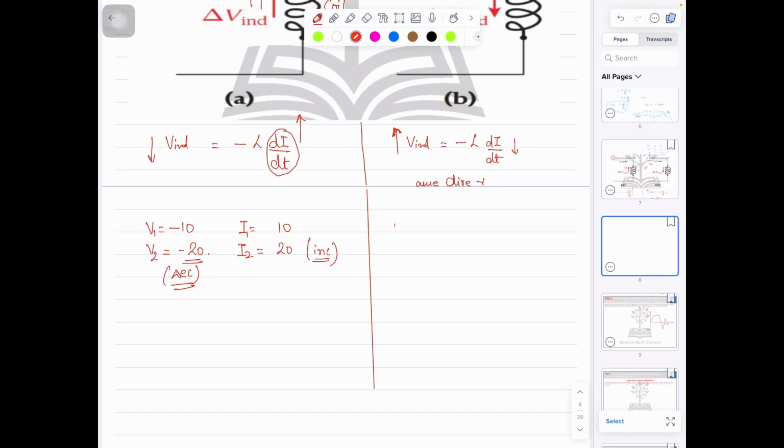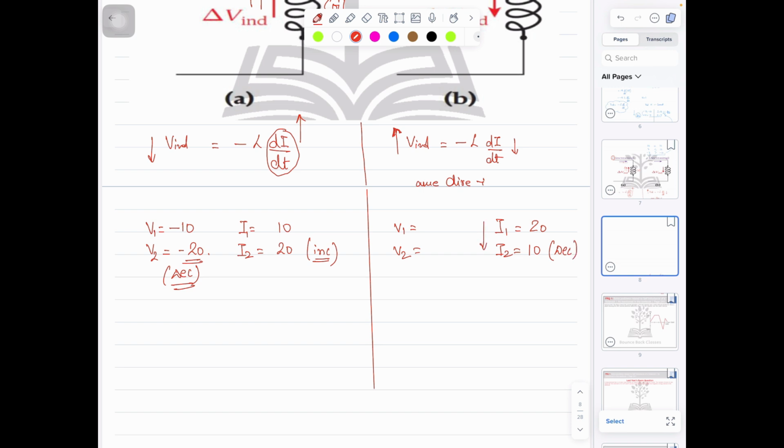Now the same thing, V1, V2, I1, I2. I'll give you the same example, just try to understand. Let's say now I1 is your 20 and I2 is your 10. What is happening? Decrease, yes or no?